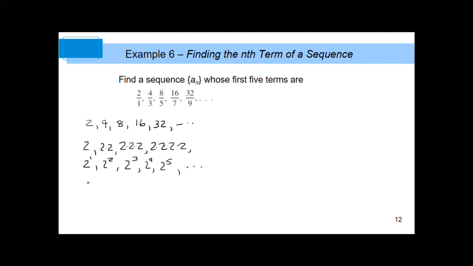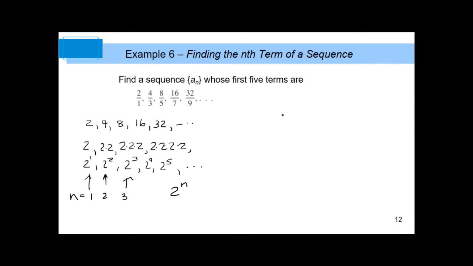So now we match up with our n, right? So when n is 1, we have 2 to the first. When n is 2, we have 2 to the second. When n is 3, we have 2 to the third. So we have a pretty clear pattern here. In the numerator, we're just looking at a 2 to the n sequence.